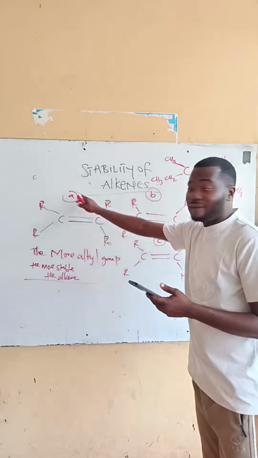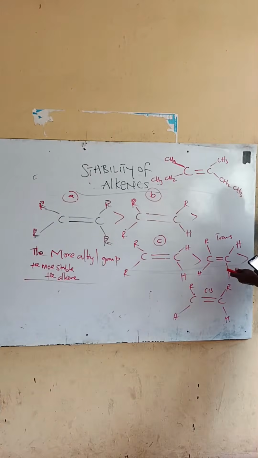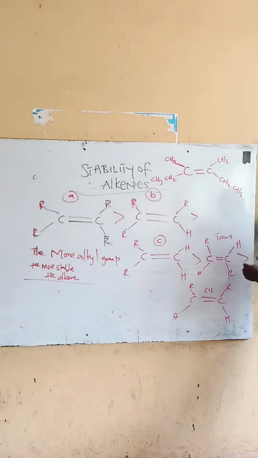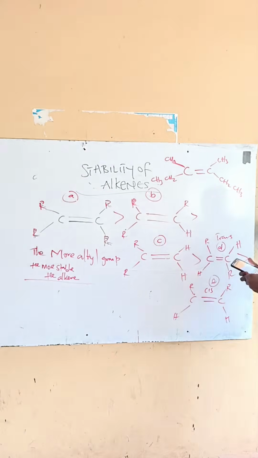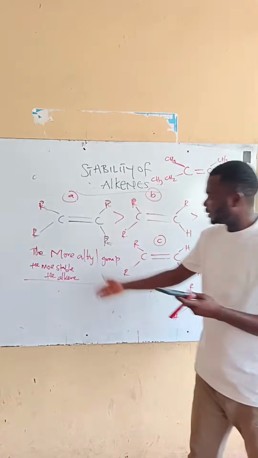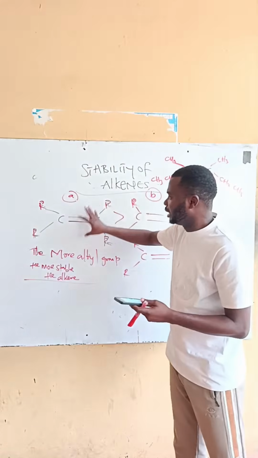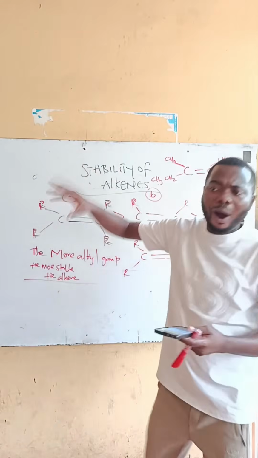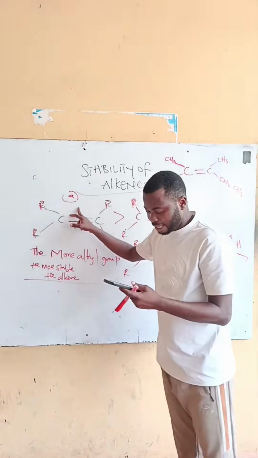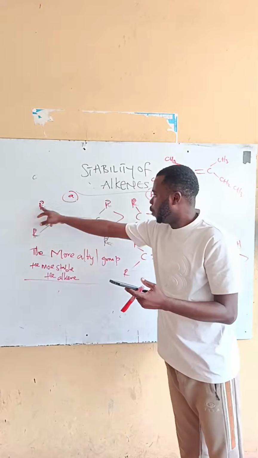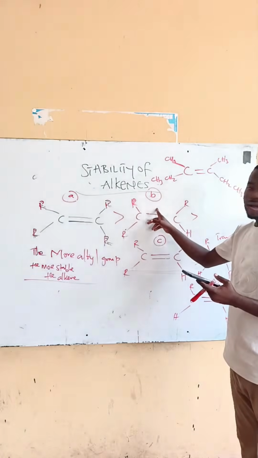Oh yeah, everybody, we have compound A, compound B, compound C, then we have D, then we have E. Now, what is the code again? The code is that we are looking at stability of alkene. How can alkene be more stable? The one that has more alkyl groups will be more stable. In the case of compound A, how many alkyl groups do we have? 4. 1, 2, 3, 4. Very stable. Compound B, how many do we have?